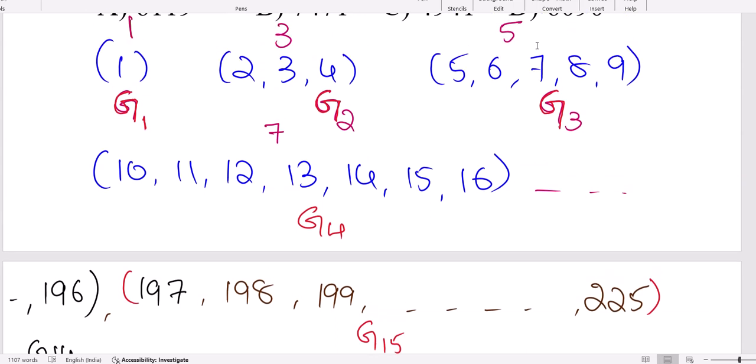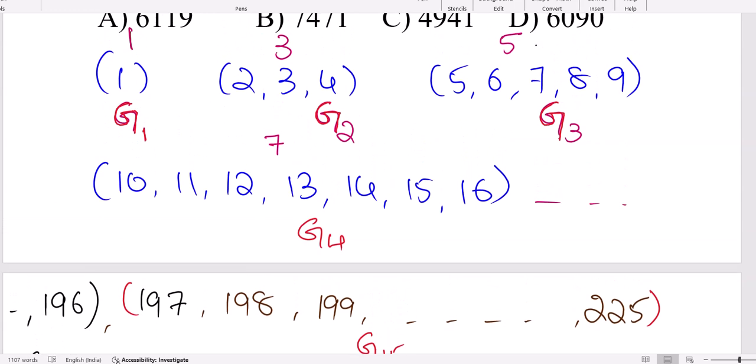If we see, the third group's middle number is 7. First number 5, last number 9: 5 plus 9 divided by 2 is 7, the middle. And 2 plus 4, 6, divided by 2, we got 3. So they can ask you the middle number in that group, the first number, the last number, the sum of the numbers of that group. Your program should give all the outputs. Try to write this program.